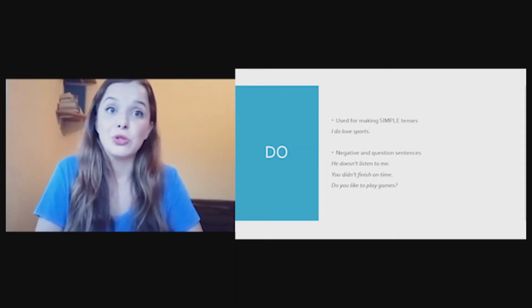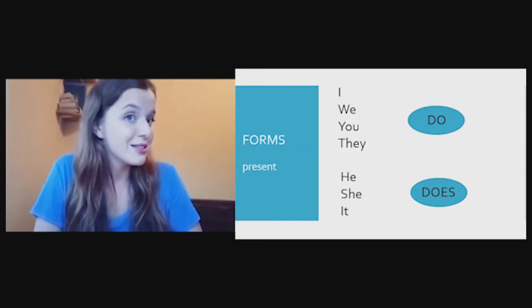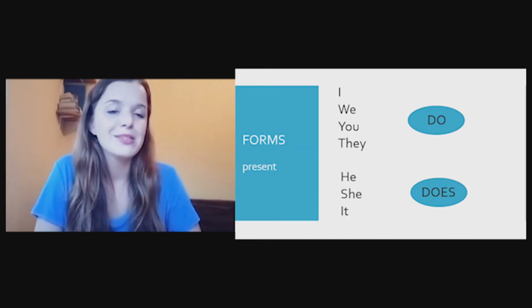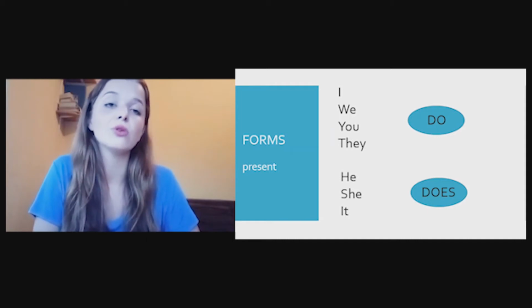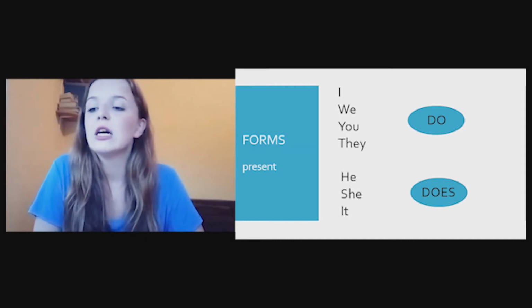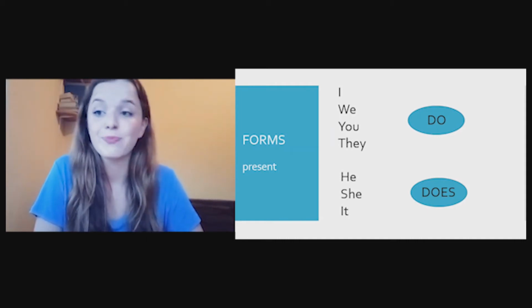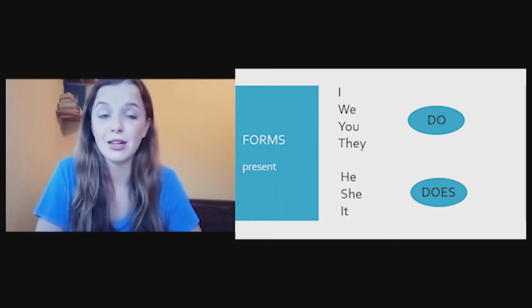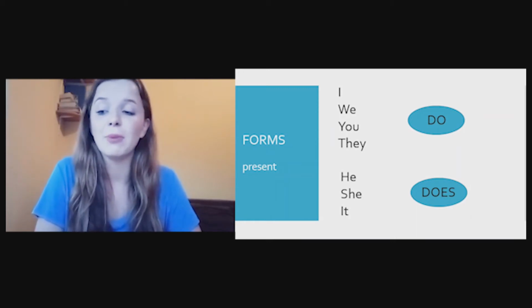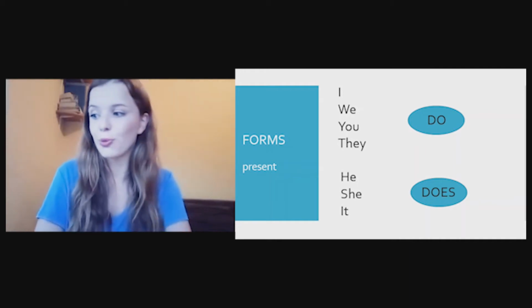When do we use do and when do we use does? Do and does are the forms in the present tense of the auxiliary verb to do, and we use it like this: I do, we do, you do, and they do, but we say he does, she does, or it does. So I do like my job, but he doesn't like his job.